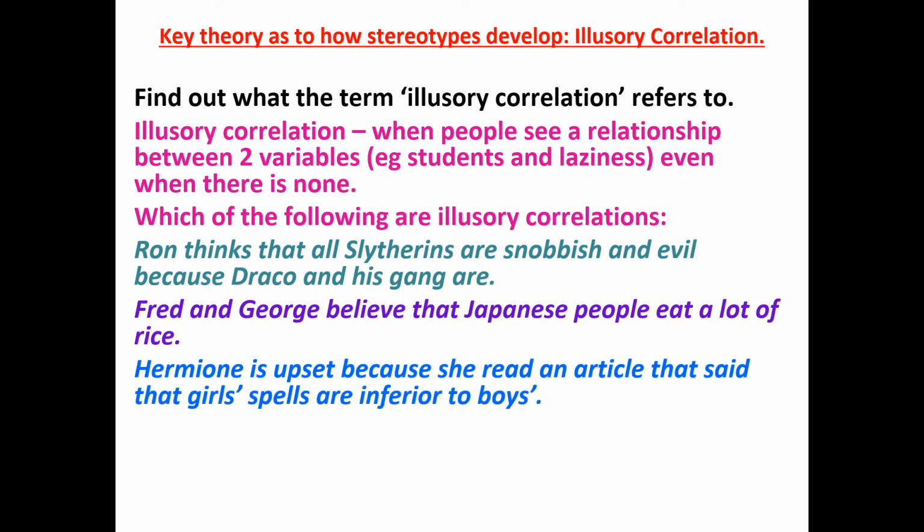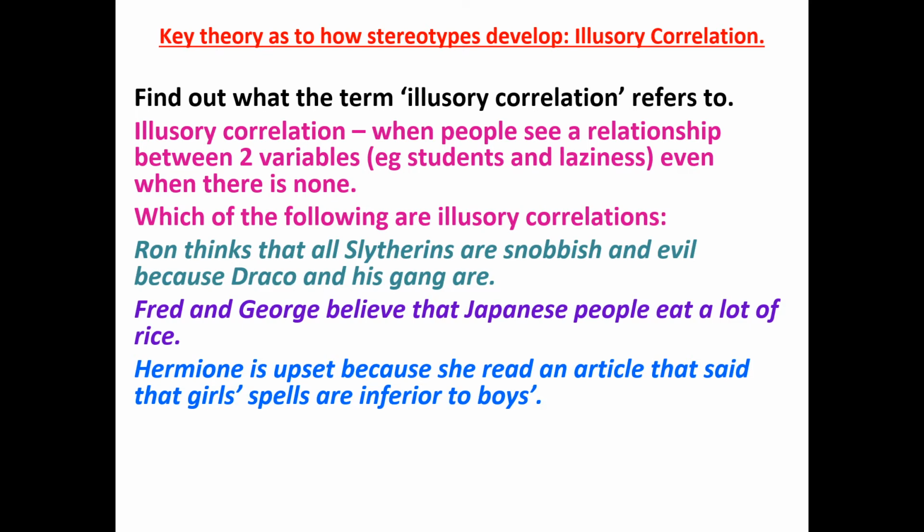Hermione is upset because she read an article that said that girls' spells are inferior to boys. You can see there's a theme here, can't you? There's a very unknown book series called Harry Potter. I don't think you've heard of them. Very obscure, but that's what these characters are based on. Of course, I'm being sarcastic.